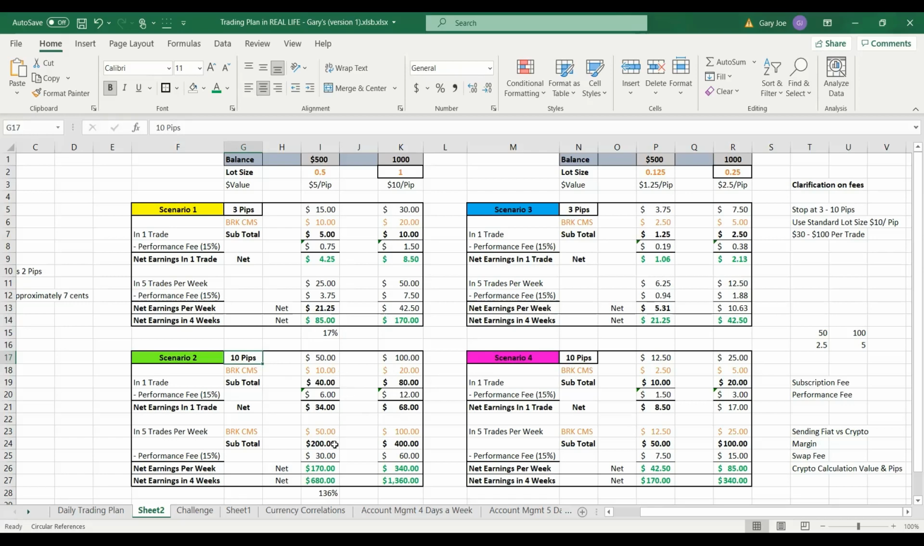Now, at the end of the week, at 10 pips per trade profit, you would have made $170 if you had a $500 balance. You would have made $340 if you had a $1,000 balance. And then after 4 weeks, you would have had additional $680 on top of your $500, or additional $1,360 on top of your $1,000.